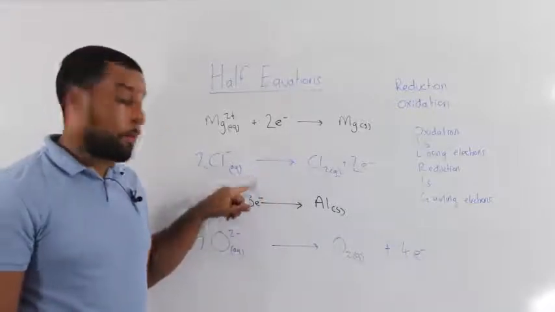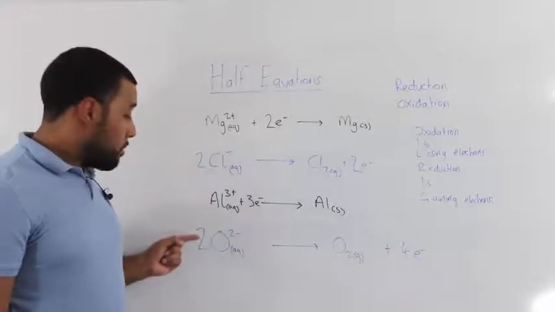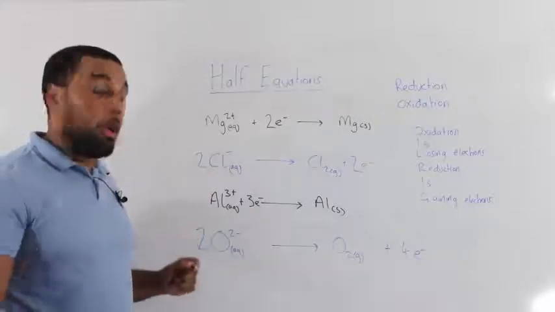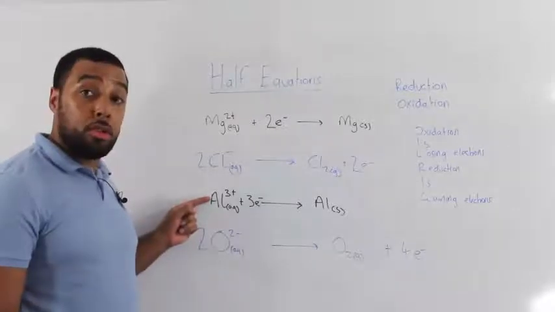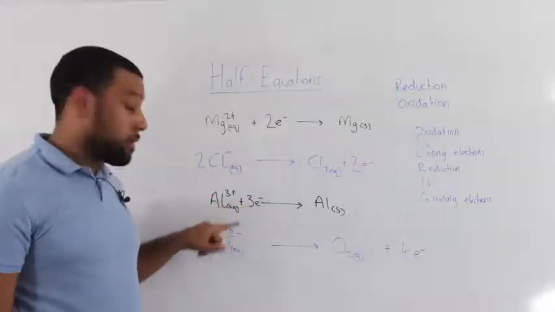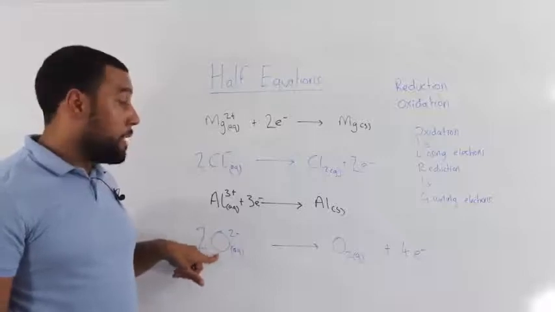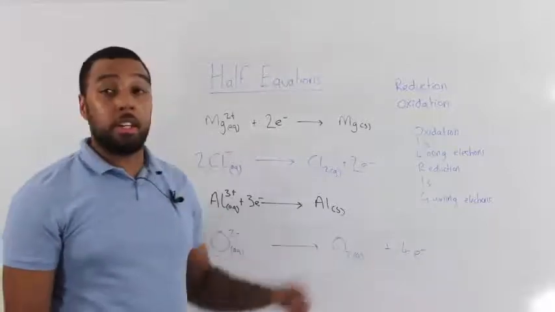When you lose electrons, you are oxidized, or oxidation is taking place. What about aluminium and the oxide ions? Well, hopefully you guys can see that the aluminium ions are being reduced because they're gaining electrons, and the oxide ions are being oxidized because they're losing electrons.